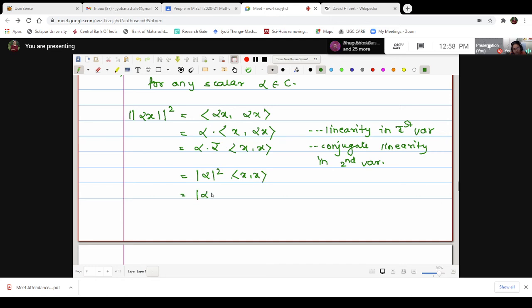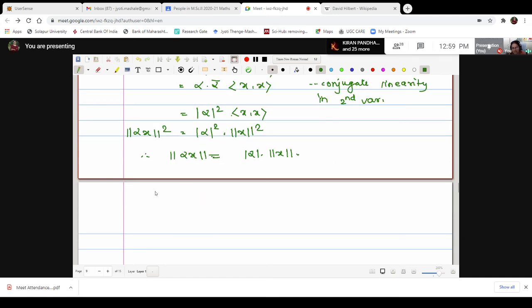Now what is inner product xx? This is norm square of x. Therefore we have obtained norm square of alpha x is mod alpha square into norm square of x, which, taking a square root, one can write norm of alpha x is equal to mod alpha into norm of x. Hence all the four conditions are proved. Therefore one can say that this norm defines a norm on x.